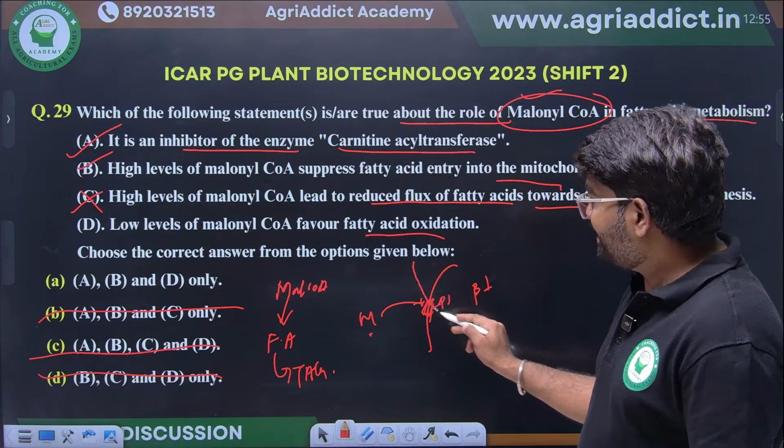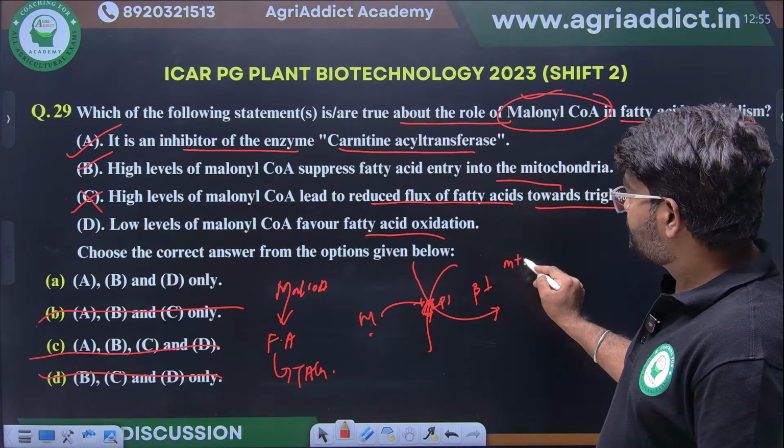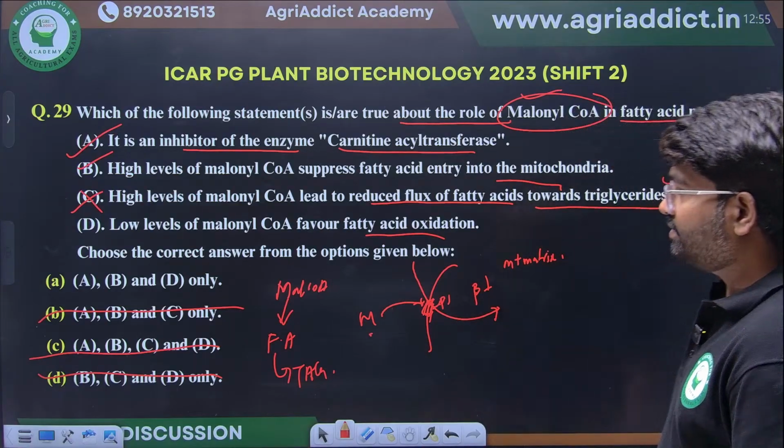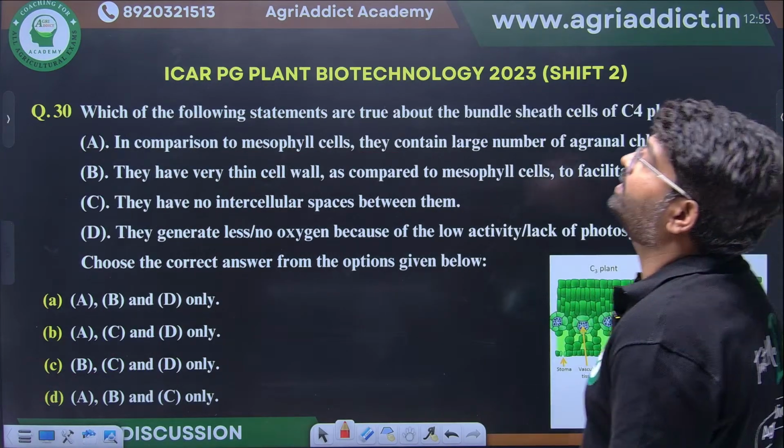It will take the fatty acid to the mitochondrial matrix, so beta oxidation can proceed. So the right option is A, B and D only.